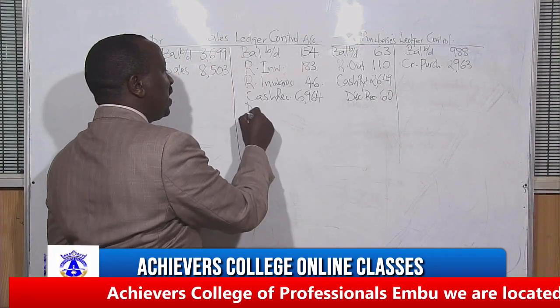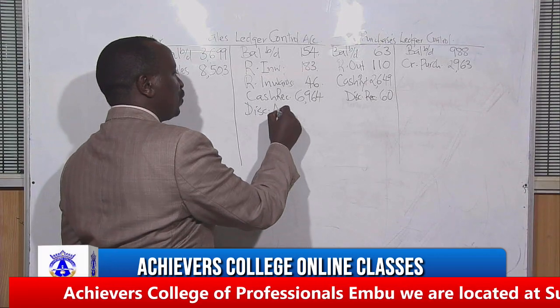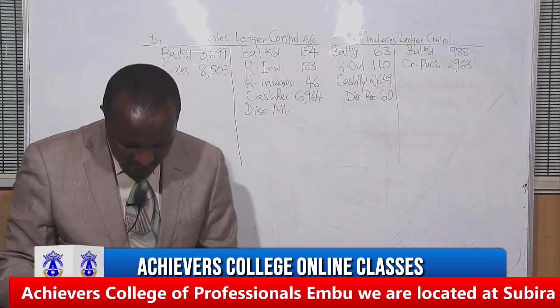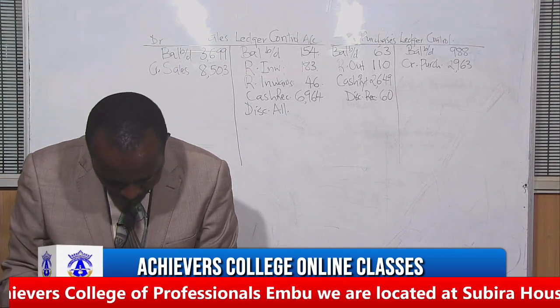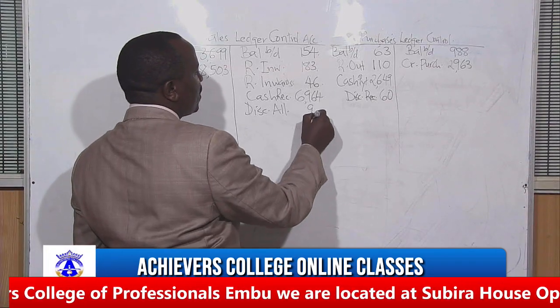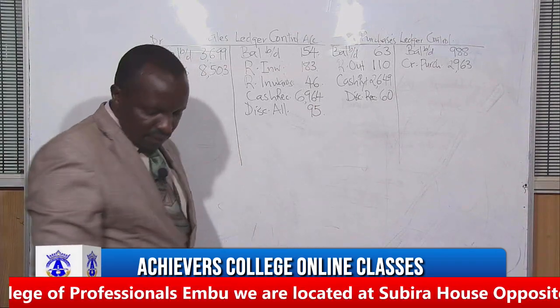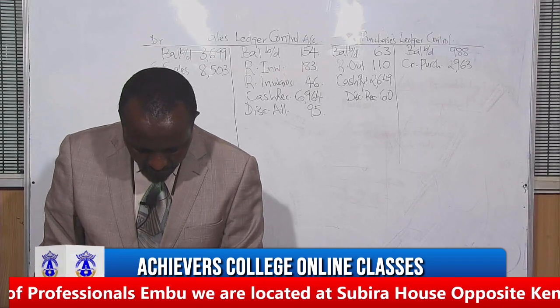Discount allowed, it reduces the amount they are supposed to pay you. Discount allowed of 95. It also reduces that amount.